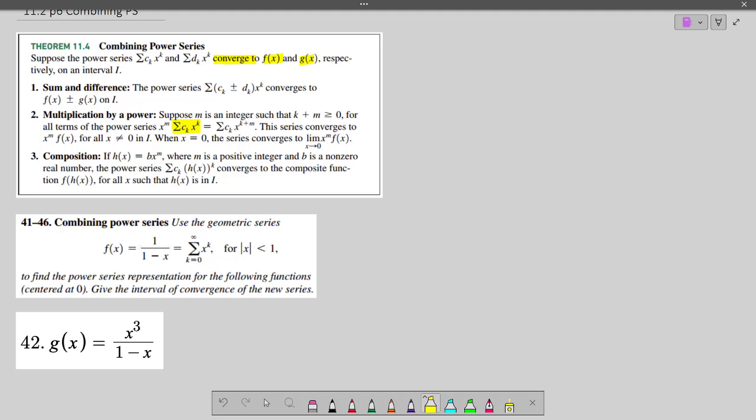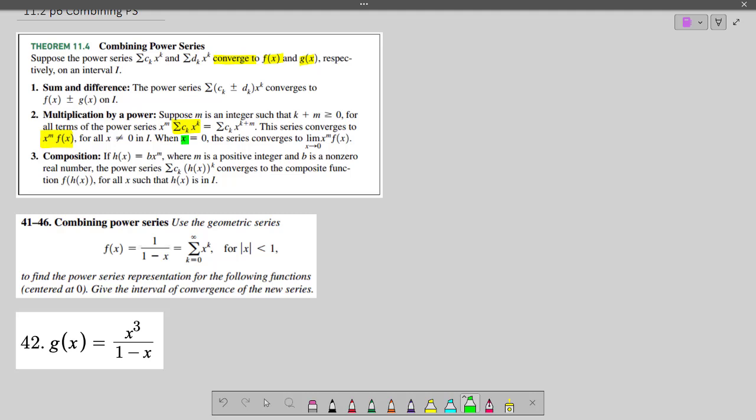The new series is going to converge to the function f multiplied by the power x to the m. That part seems okay. We've got this series that converges to f. If we multiply by x to the m, the new convergent series will converge to the original times x to the m. That seems very intuitive, that if you just multiply by the power. But then they have this weird little caveat here.